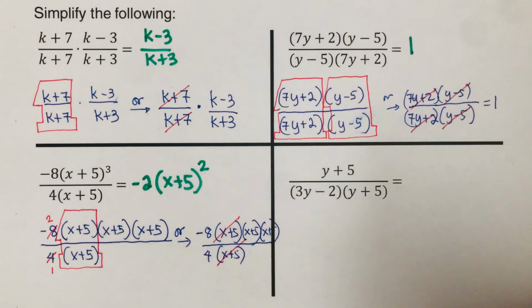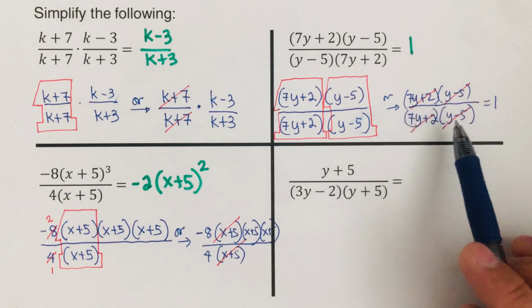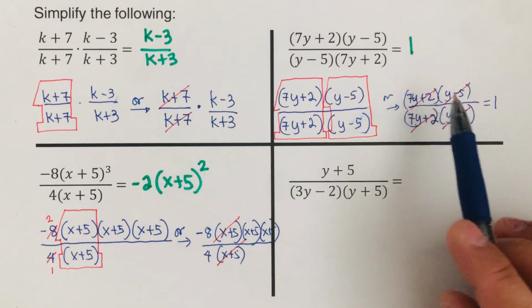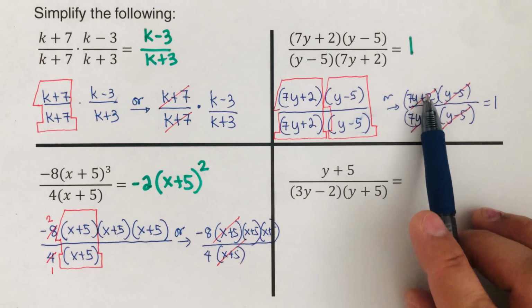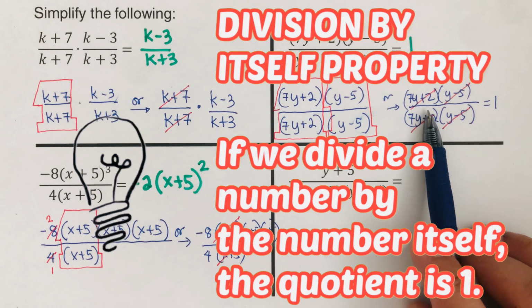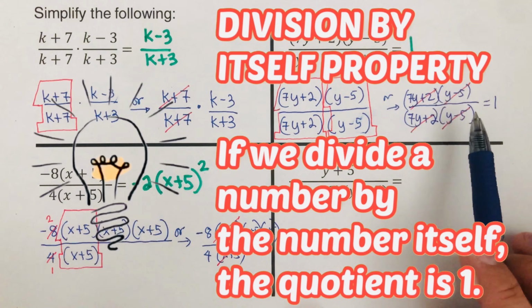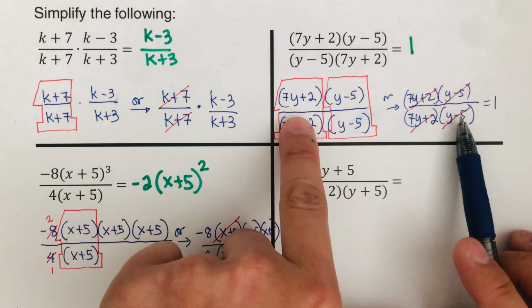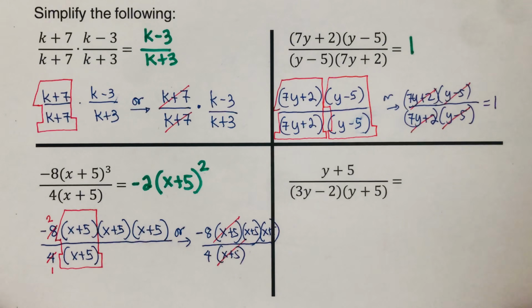Okay, so this is where problems would come in. Others are going to think, oh, nothing is left here, so this should be 0. So that's why I'm showing you this giant 1 right here. It's telling us that when we cancel them, we are using the division by itself property, which states that if we divide a number by the number itself, then the quotient is 1. So this is 1 and this is 1. And I've shown that in this work on the left. Now let's move on to the next one right here.